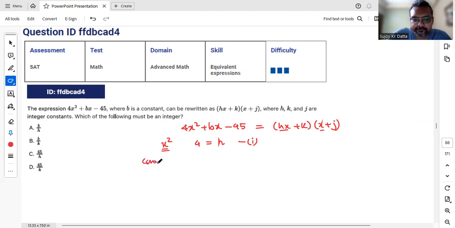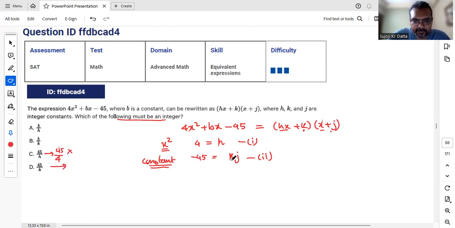For the constant term, you have negative 45. On that side, the constant term will be obtained by multiplying k and j. So negative 45 equals k times j. At this point, these two are observable values, right? If you take a look at the options, they are asking which of the following is an integer. We haven't yet figured out what b is, but 45 over h is 45 over 4, which is not an integer.